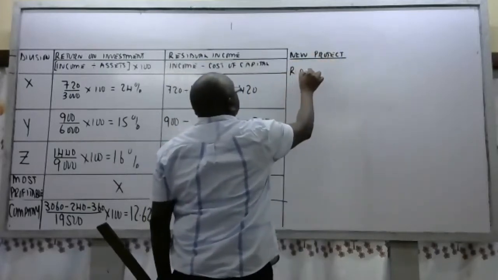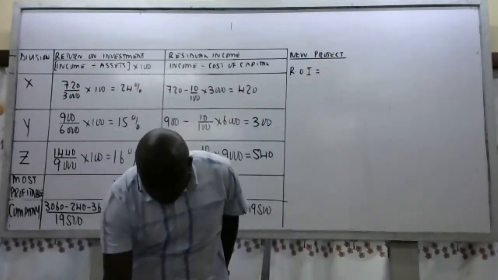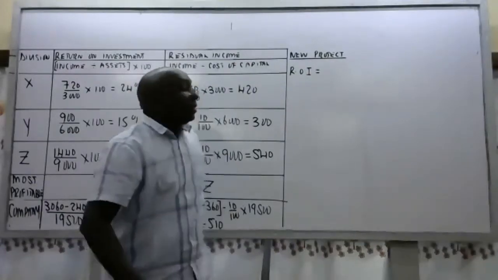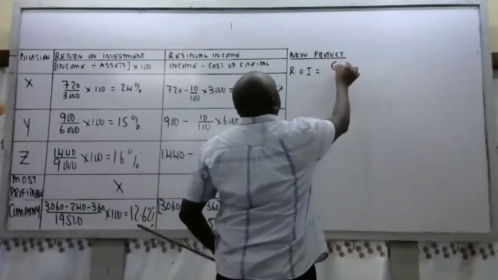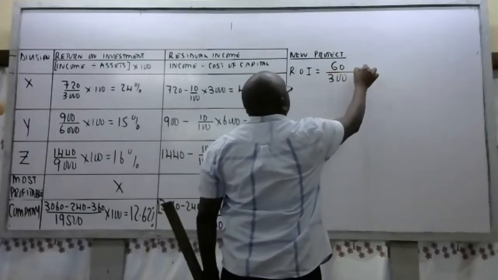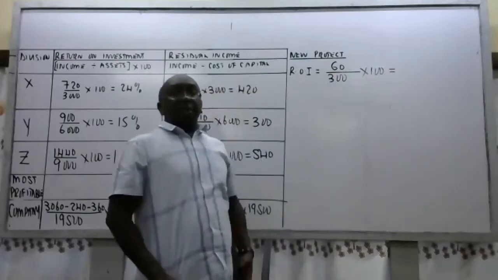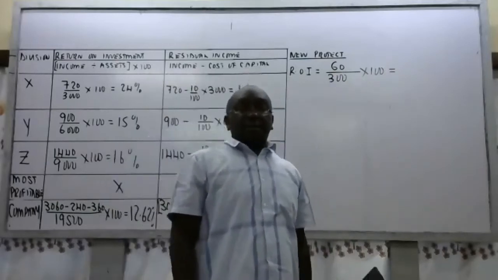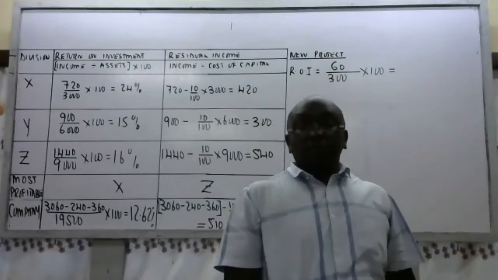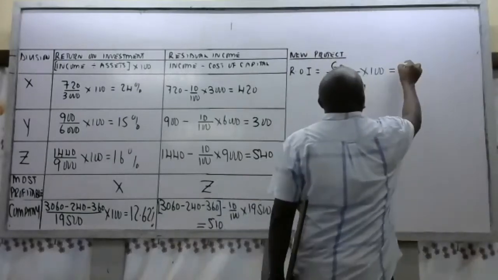Return on investment, this new project, we are told it is going to have an annual profit of 60, and the cost is 300,000 or 300. So when you divide, tell me what percent that is. That is 20%.